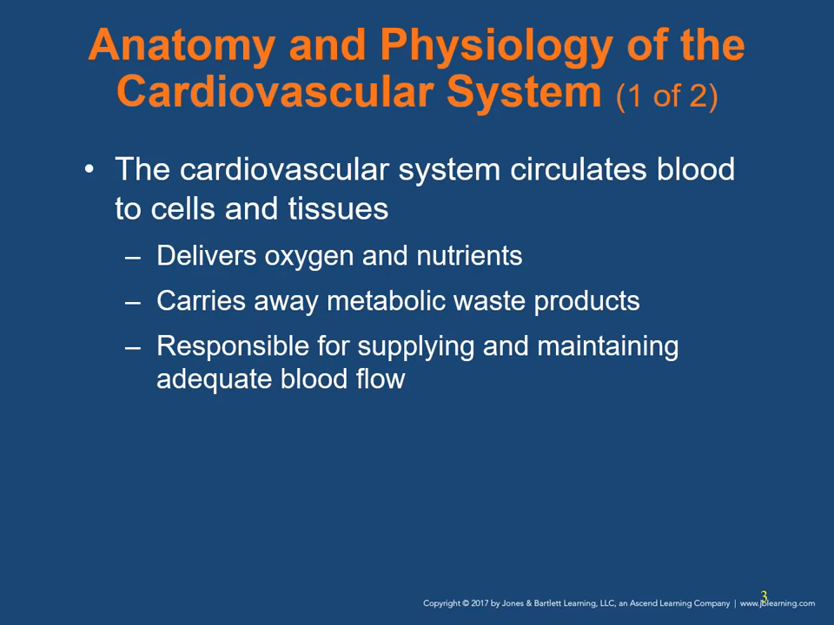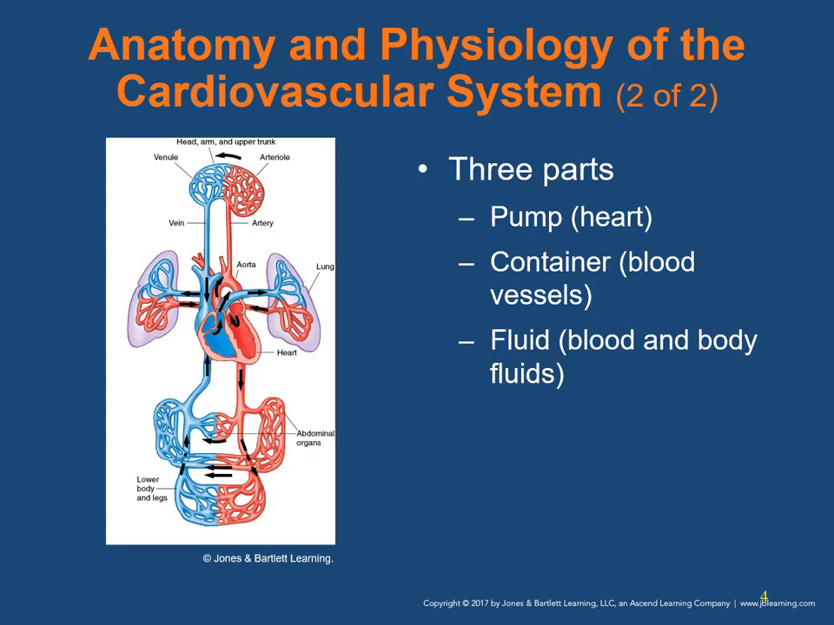Anatomy and physiology of the cardiovascular system. The cardiovascular system circulates blood to all of the body's cells and tissues, delivers oxygen and nutrients, and carries away metabolic waste products. It is responsible for supplying and maintaining adequate blood flow. Components: the pump, or heart, the container, which is the blood vessels, and the fluid, which is the blood and bodily fluids.